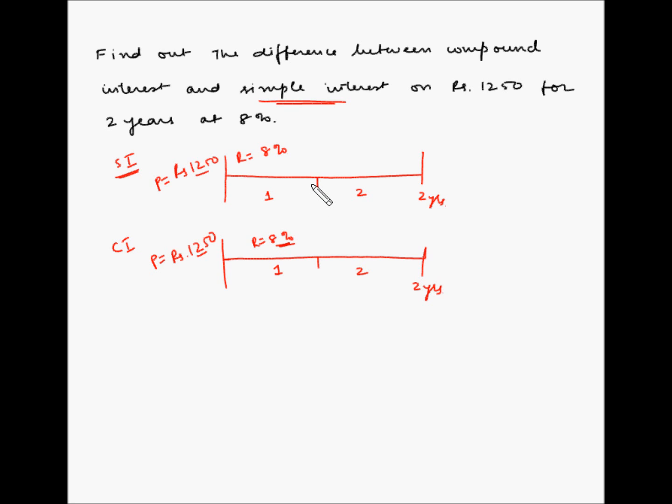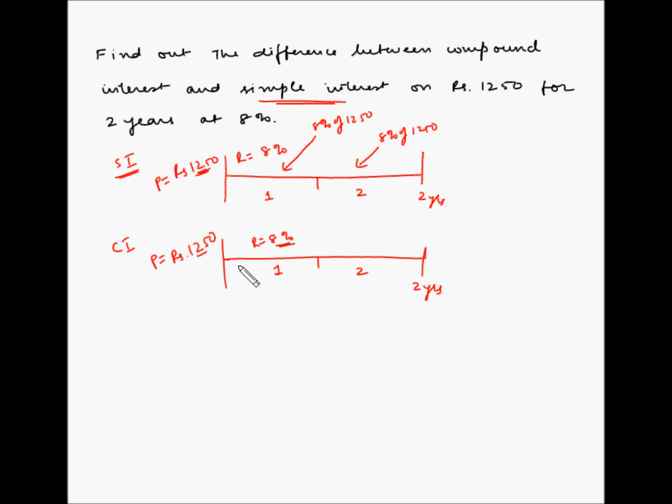However, the first case being simple interest, the interest is going to remain the same each year, and for each year the interest 8% will be calculated on the original principal at the beginning of the tenure, which is 1250. So for the first year the interest will be 8% of 1250. Again the second year the interest will be 8% of 1250.